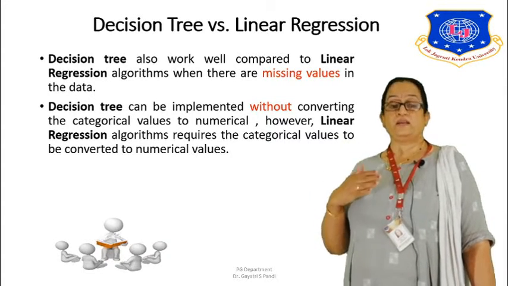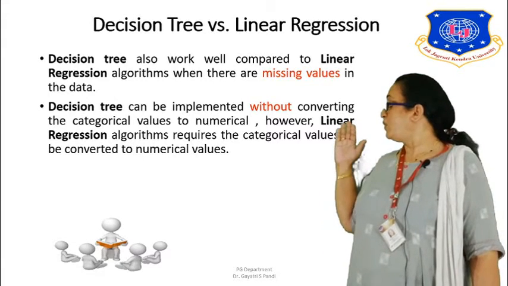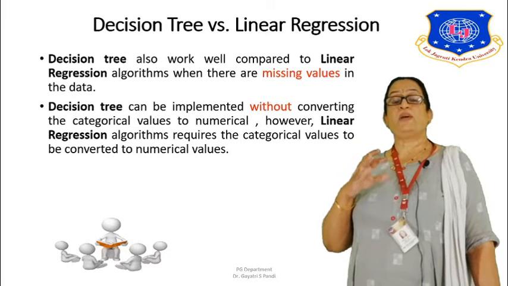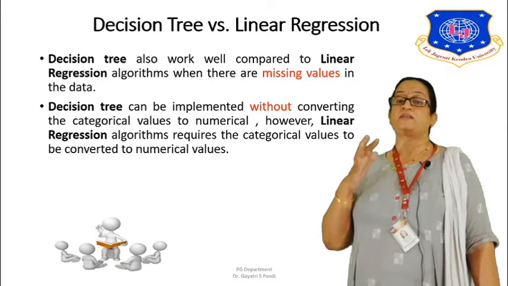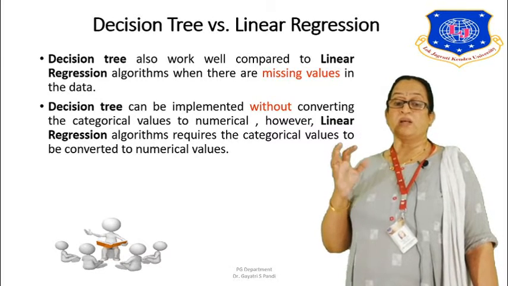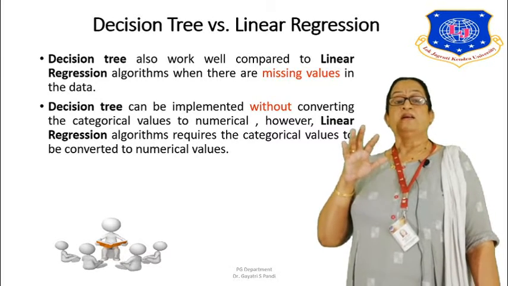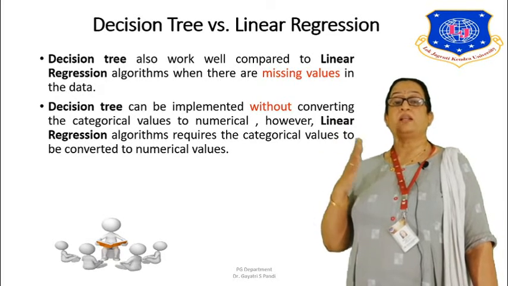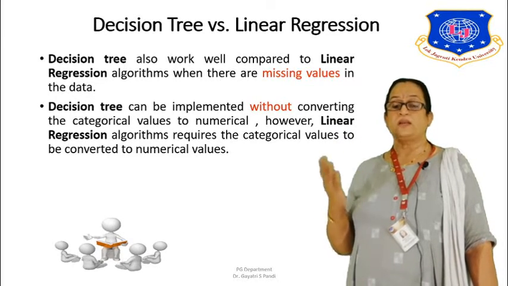A decision tree can be implemented without converting the categorical values to numerical. However, the linear regression algorithm requires the categorical values to be converted to numerical values. Conversion is a must in linear regression, whereas a decision tree can work even without converting the categorical values to numerical values.